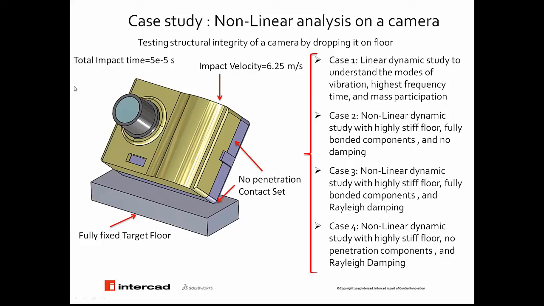The camera is going to hit a physical target floor, fully fixed, either fully stiff or flexible. We have no penetration contact set between these two components. In order to resemble the 2-meter height, we simply converted the height to an impact velocity of 6.25 meters per second. The first case, we will have a linear dynamic study to understand the modes of vibration.